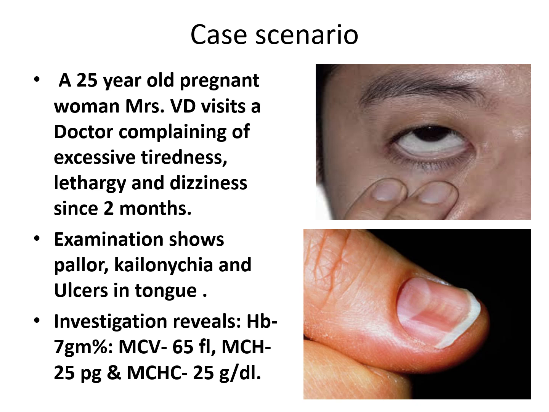Here is an image which is showing pallor in lower palpebral conjunctiva. And koilonychia means spoon-shaped nails. Here is an image showing koilonychia. Investigation reveals Hb 7 gram percent, MCV 65 femtoliters, MCH 25 picograms and MCHC 25 grams per deciliter.